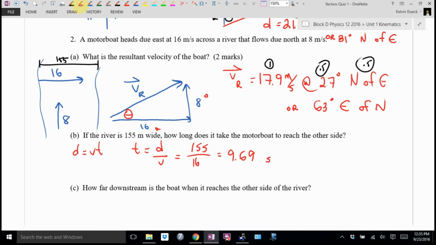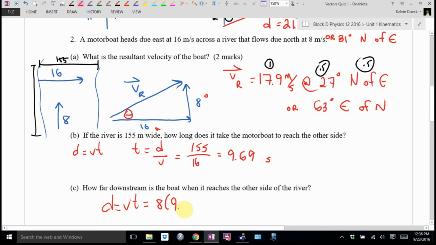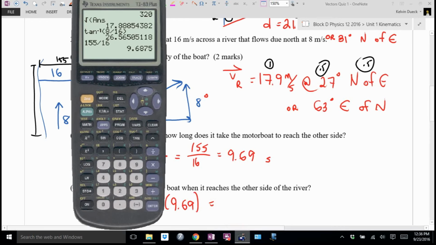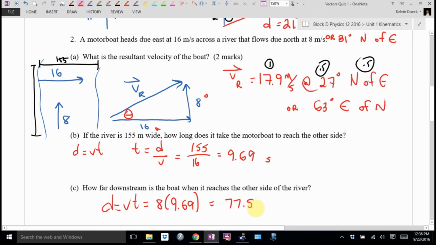How far downstream? Well, how far downstream? That's this distance here. So I'm going to use the 8 in line with that distance. Distance is going to be vt, which v? 8. Which t? 9.69, although I'm going to use my answer button. You get 77.5 meters. 1 mark. Turn the page.